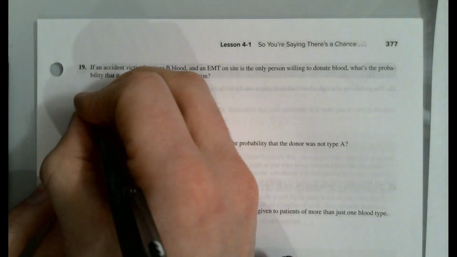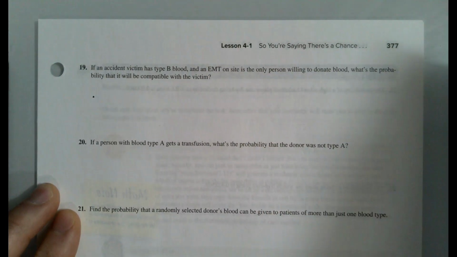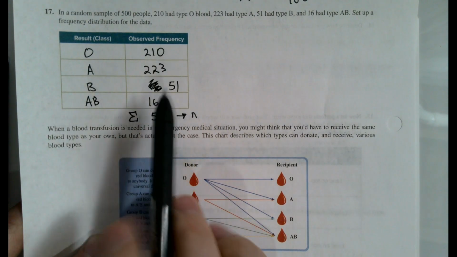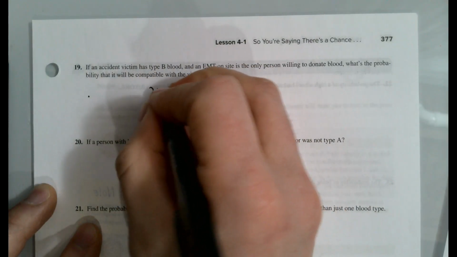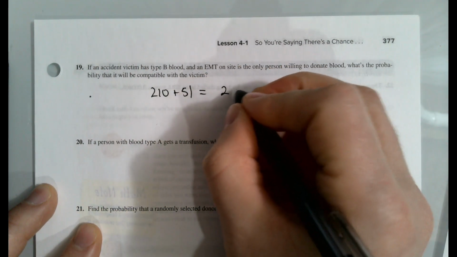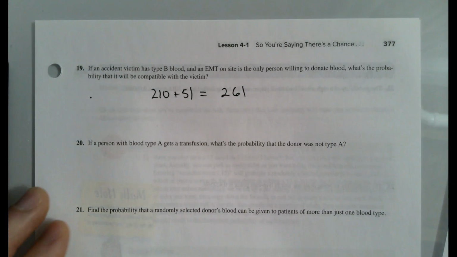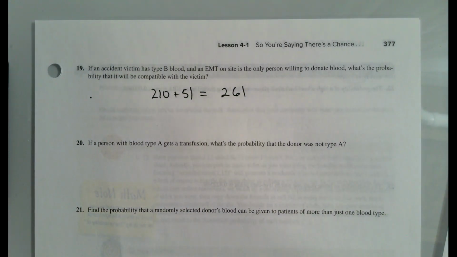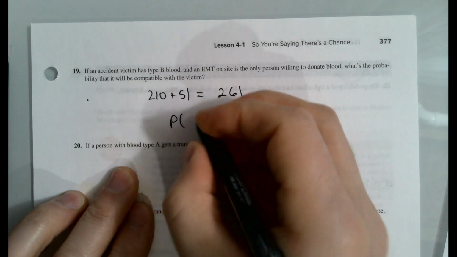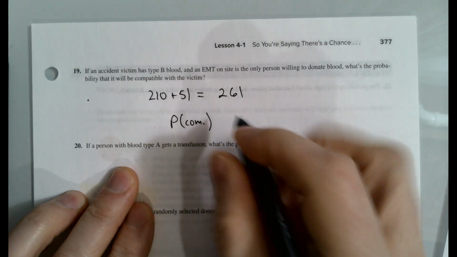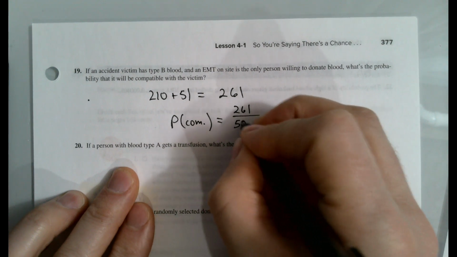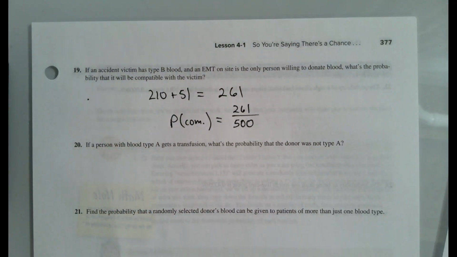So we need the probability, well, I guess what we need to note is that this person can receive O and B. So there's 210 plus 51 blood type. So 261 options from our sample that they could receive. So the probability that they are compatible with the person who's willing to donate, there's a 261 out of 500 chance based on our empirical probability.